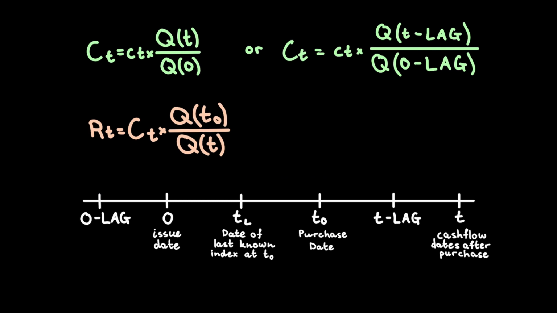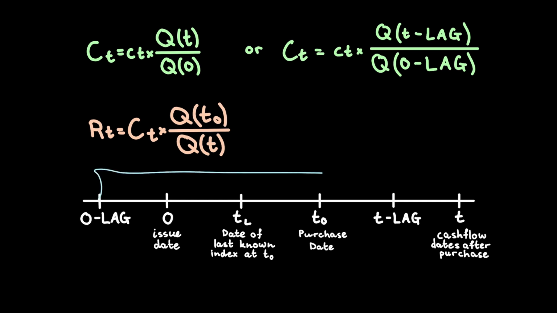Okay, and then you might ask me, so why do we divide by q of 0 minus lag and multiply by q of t minus lag? Now, I like to think of this as we are dividing from where we are coming from, and we are multiplying by where we want to go. So if c of t is our nominal value that we've confirmed at time naught, but we're using a time lag, then we have to move it from time naught to time t.